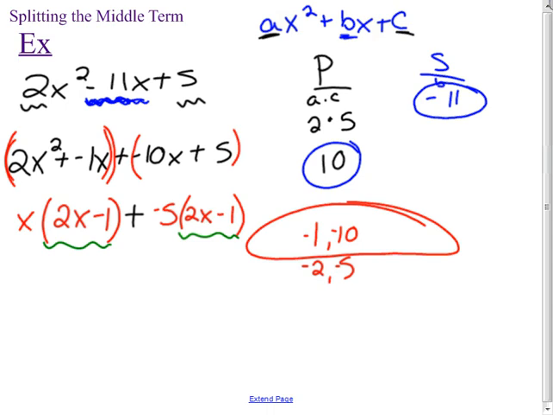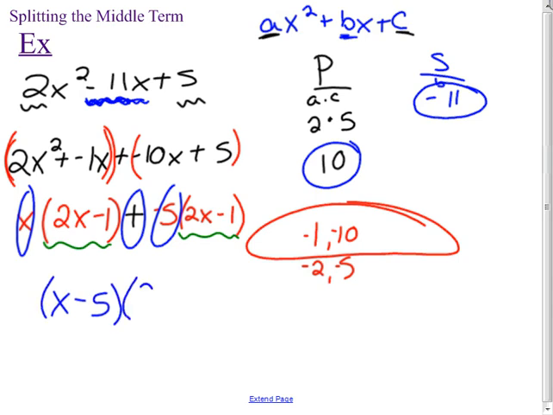So now, just like before, we add our like pieces. Since those are the same, I do what the coefficients say. X plus negative 5, which is the same thing as x minus 5. And I attach that like part, 2x minus 1. So you just completed a problem by splitting the middle term. Again, ax squared plus bx plus c form. This works every single time.